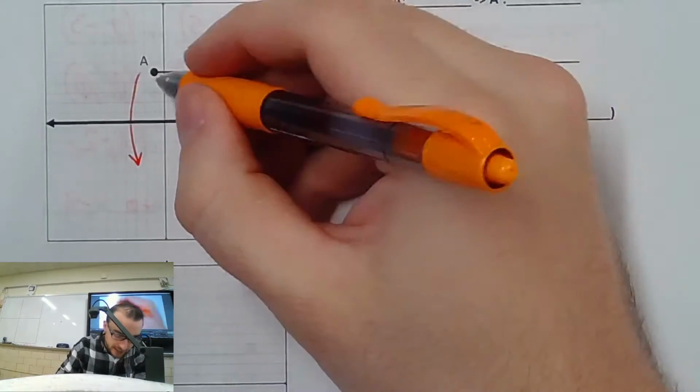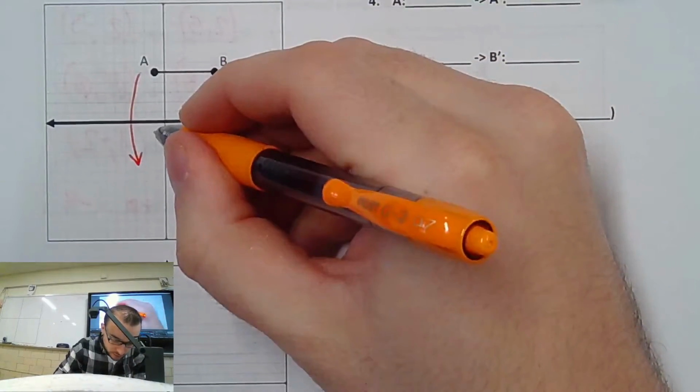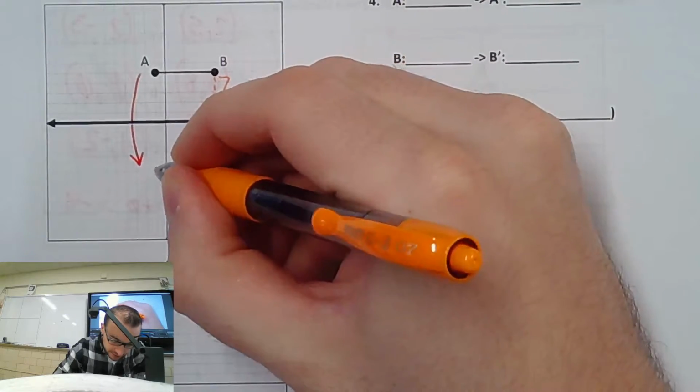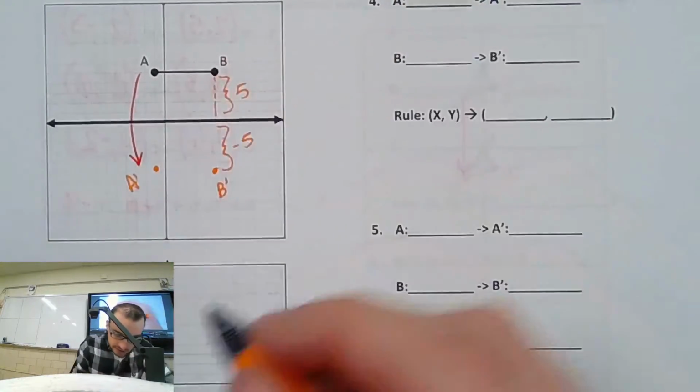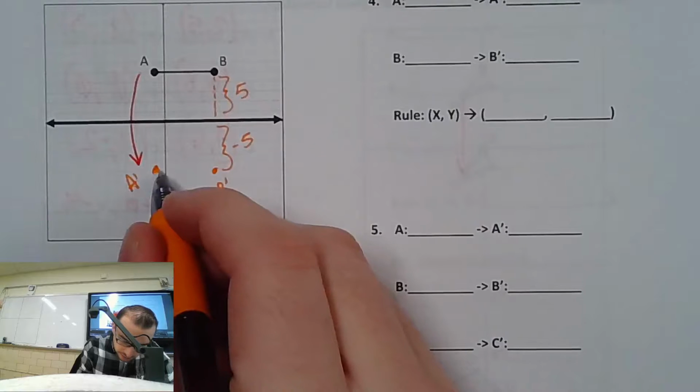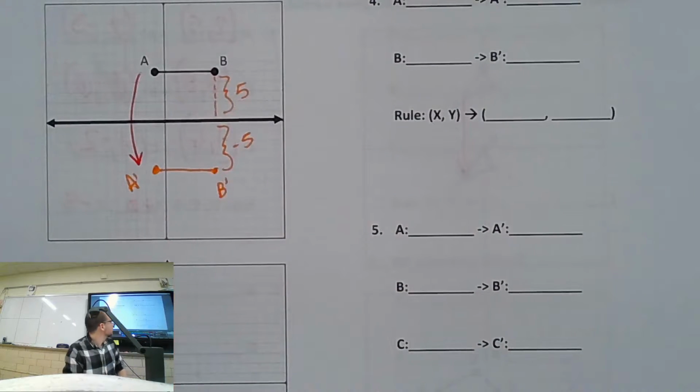Awesome. So A is going to be 5 away as well. So 1, 2, 3, 4, 5. There's A prime. Connect those up. That was a poorly drawn dot. So now we need the rule.